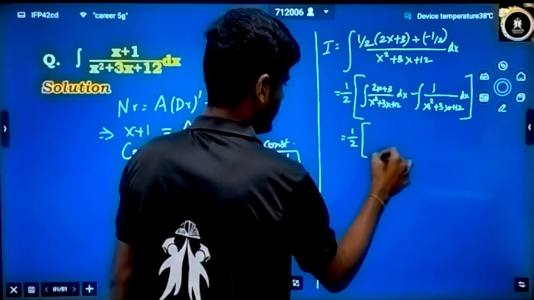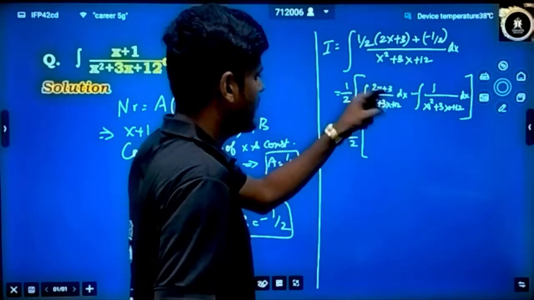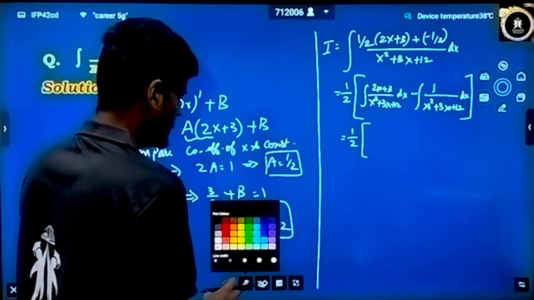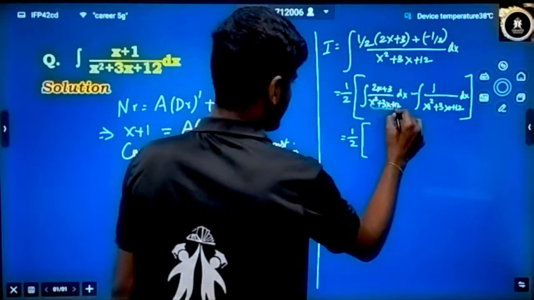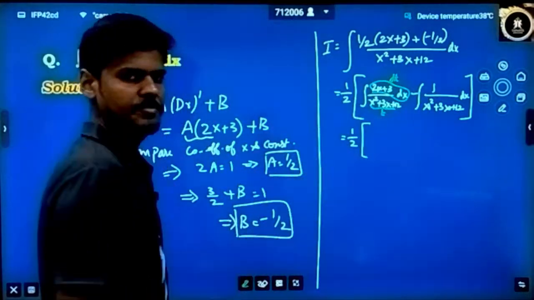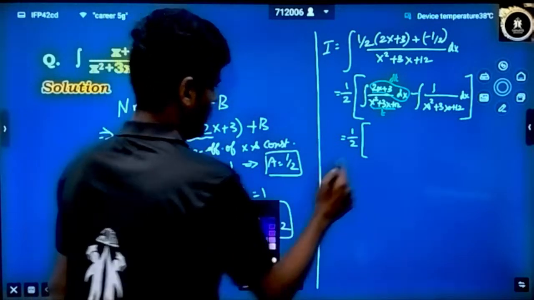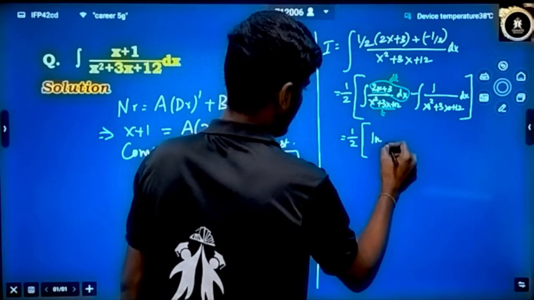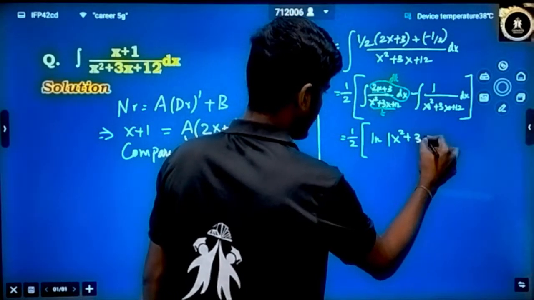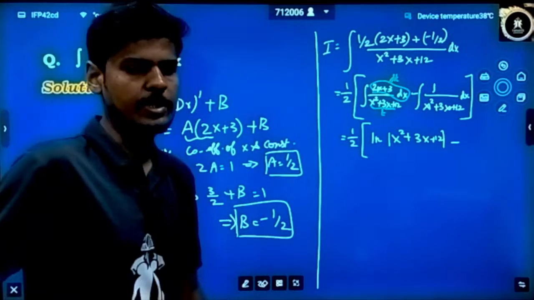Now how to evaluate this? If we take this function as t, its differentiation dt is in the numerator. That means this is of the form dt by t. So what is the answer? The answer is log t. So the first integral's value is log of modulus of the denominator, x square plus 3x plus 12. Okay sir, now how to evaluate the second one?